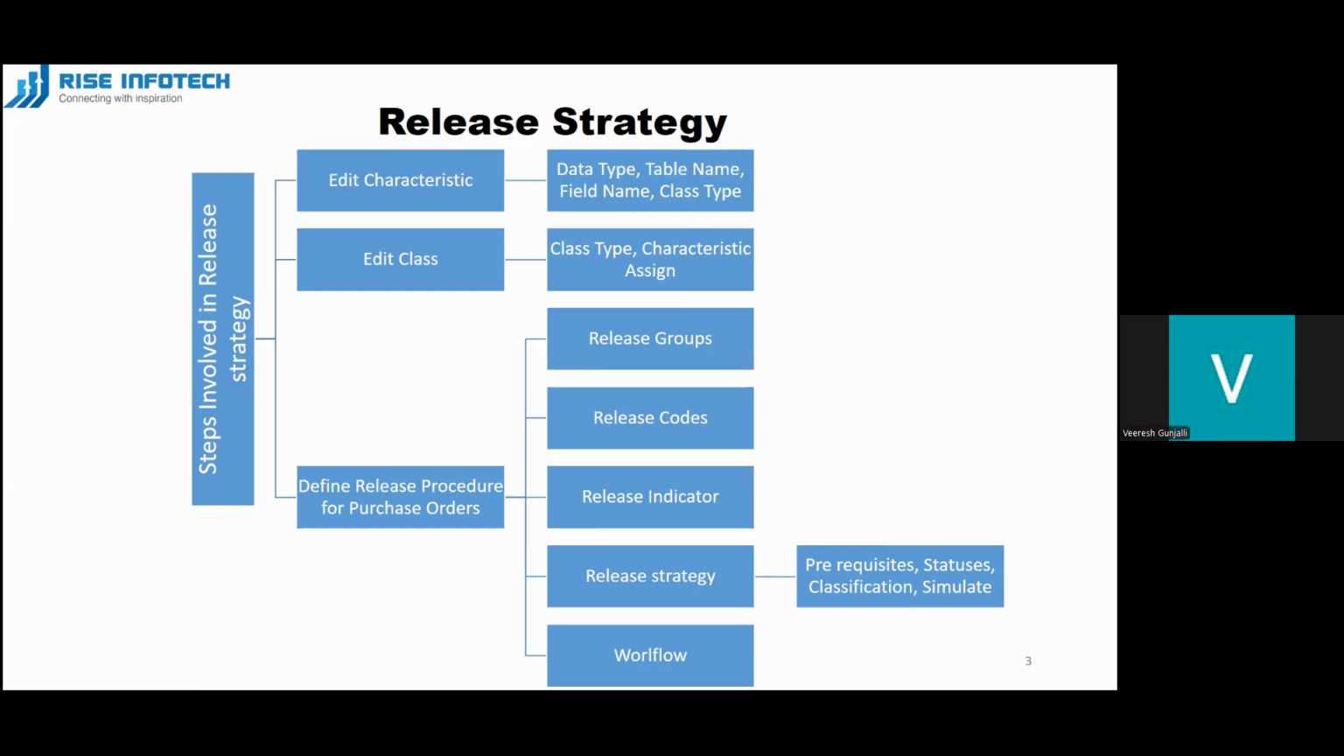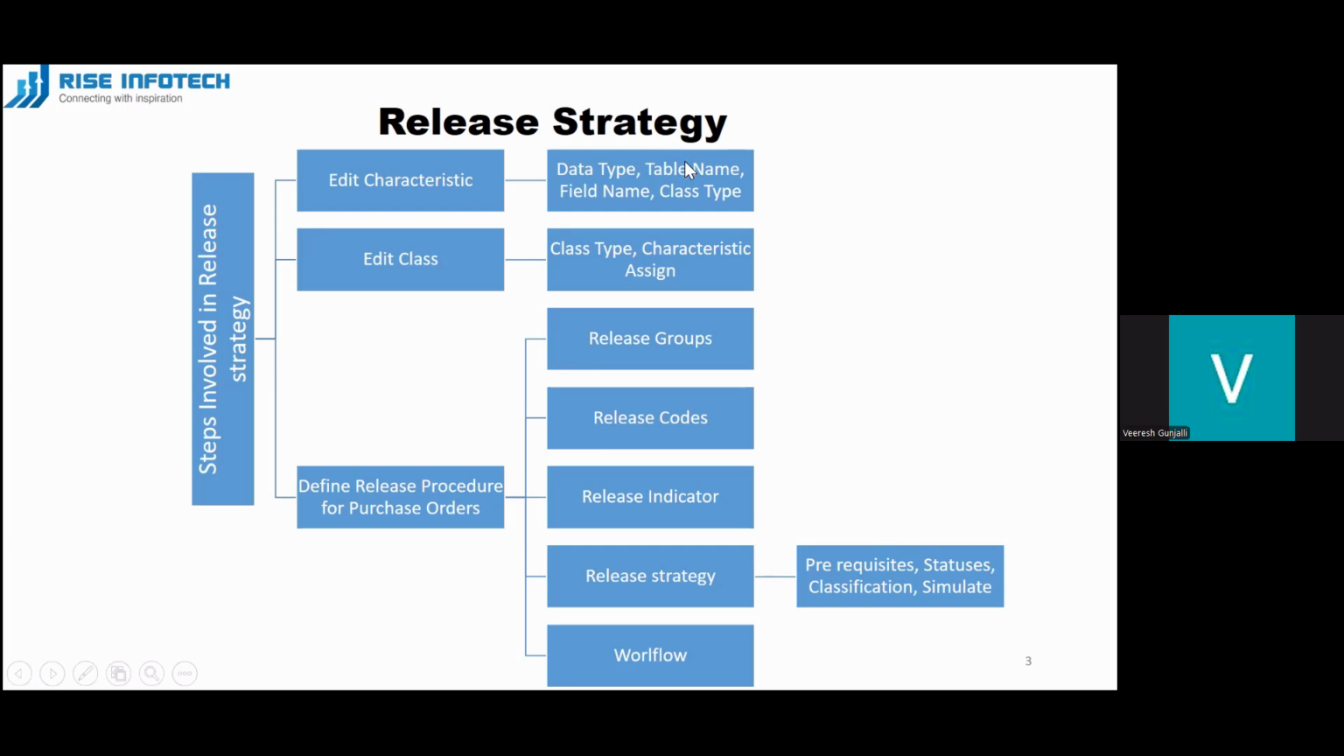Basically, the steps involved in release strategies are edit characteristics, edit class, and then we can go for the release procedure. In total, 7 steps are there. Initially, in edit characteristics, the important thing is data type. We select the character format, that is CHAR, and then come with the table name and field name. Now, for which document are we releasing, with respect to the document type or various conditions, we are selecting.